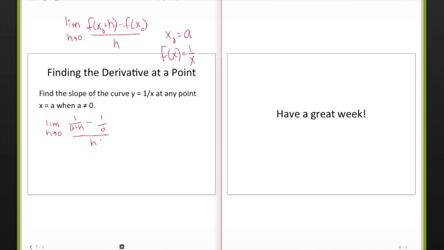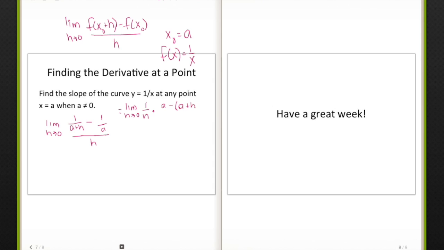minus 1 over a, all divided by h. Now, instead of writing h as the denominator, I'm going to rewrite this as the limit as h approaches 0 of 1 over h, so that way we don't have fractions on top of fractions.